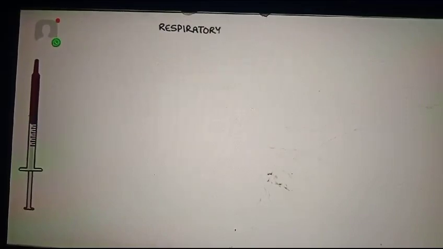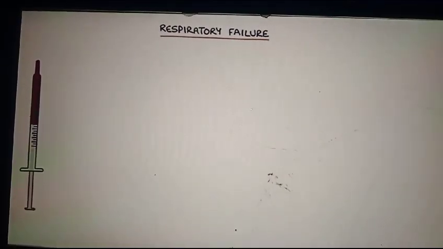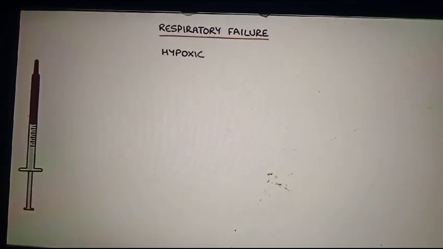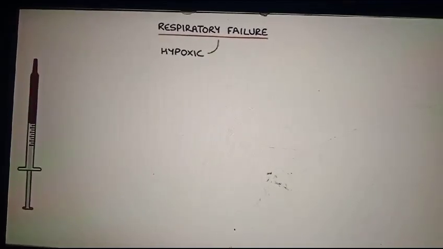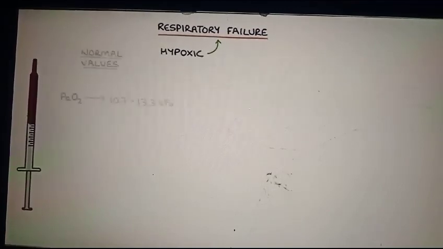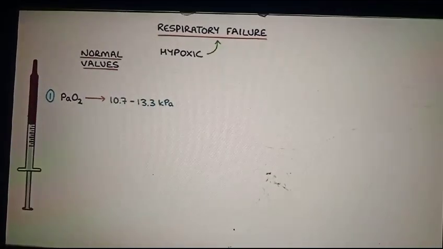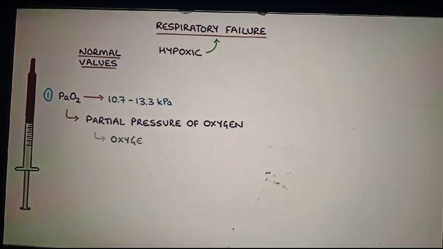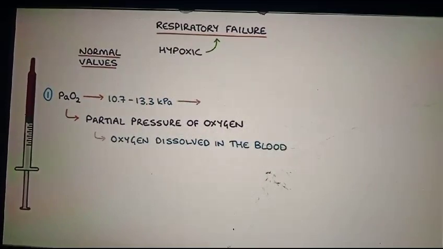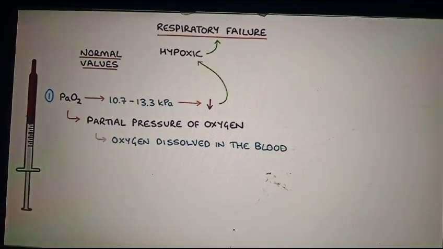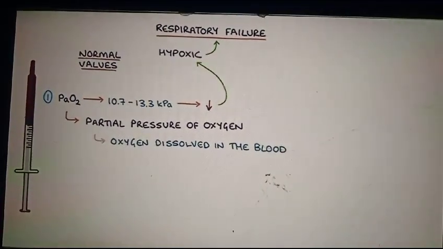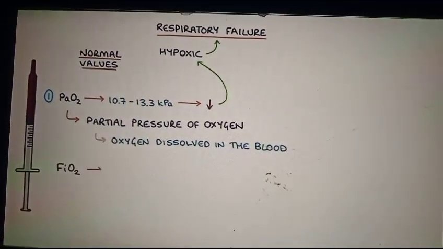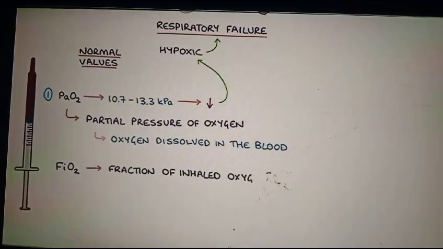Let's talk about respiratory failure. The first step when you're analysing an ABG is to determine if the patient is hypoxic. Hypoxia indicates respiratory failure. First, look at the PaO2, or the partial pressure of oxygen. This is the amount of oxygen dissolved in the blood. A low PaO2 indicates hypoxia and respiratory failure. You also need to check the FiO2. FiO2 is the fraction of inhaled oxygen.